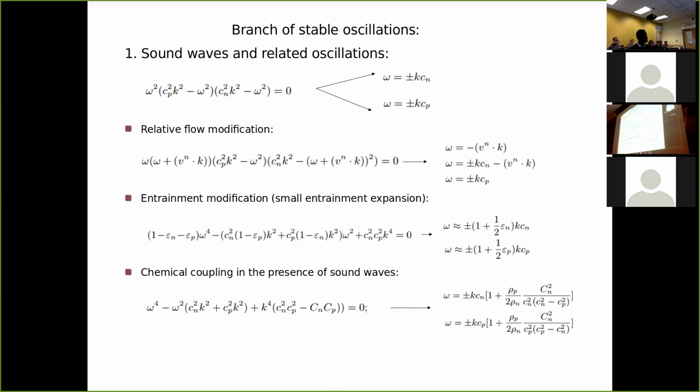So first, simple results: well-known sound waves and related oscillations. So these are sound waves that operate in proton and neutron fluids. They are decoupled. If we include the relative flow, we write this equation. So the sound wave in the neutron component is modified by the relative flow, while the proton sound wave is not modified. This is because we choose our coordinate system to be locked on the proton component. And the modification due to the entrainment is here, but we expand with respect to the small entrainment. And it looks like this.